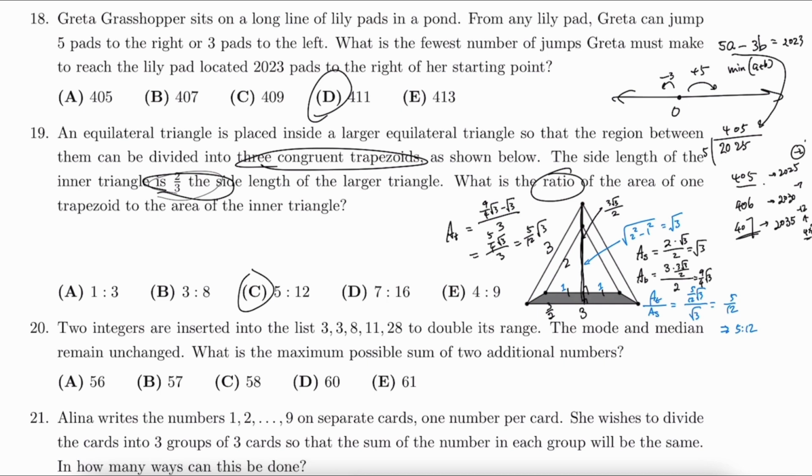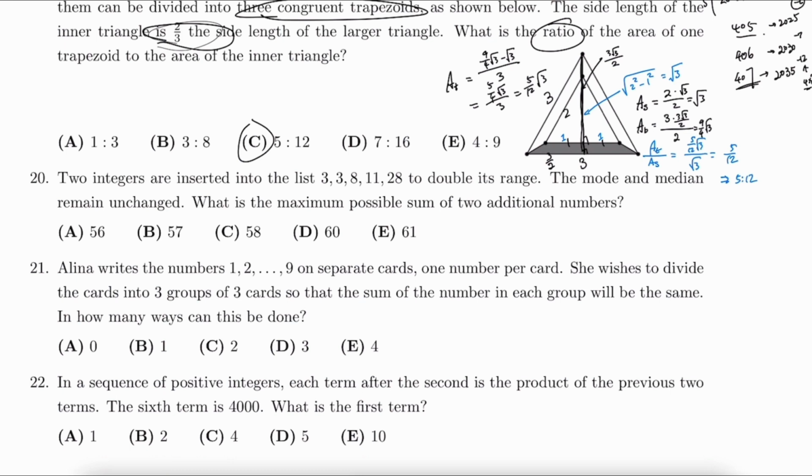All right, number 20. It says two integers are inserted into the list 3, 3, 8, 11, 28 to double its range. What is range? Do you recall that? Range is going to be the maximum minus the minimum. And the mode and the median remain unchanged. What is the maximum possible sum of these two additional numbers? So we want the mode and the median to stay. And we know that over here, the median is 8, and the mode is 3.